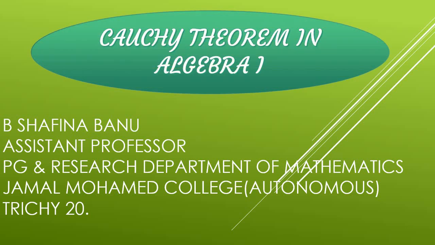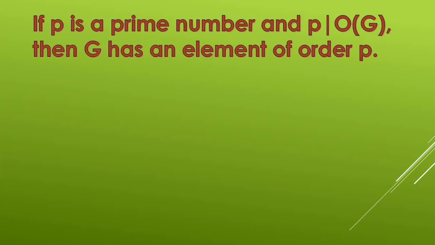Today the topic is Cauchy's theorem in algebra. The statement of the theorem is: if p is a prime number and p divides the order of G, then G has an element of order p. The condition of this theorem is that p is a prime number and p divides the total number of elements of a group G. Then we have to prove G has an element of order p.